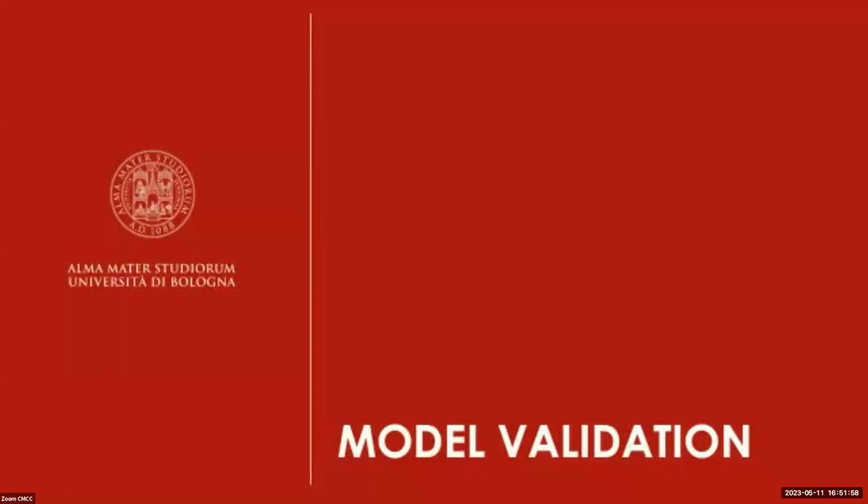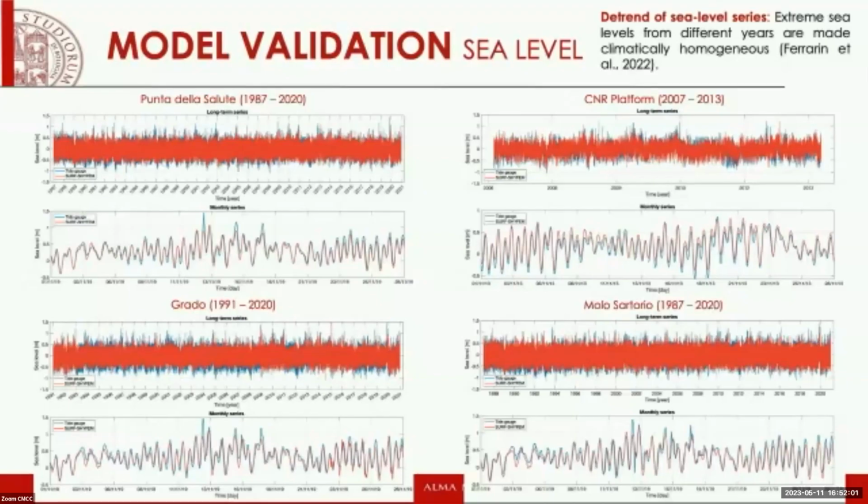Now, going to the model validation. Before we did any comparison, we applied a detrend to the sea level series, because in this way the extreme sea levels from different years are made climatically homogeneous and we can easily compare them. The time series that we're watching are for the four locations that I mentioned before. In the upper panel of each figure is the long-term series for the 34 years, and in the lower panel is a monthly series.